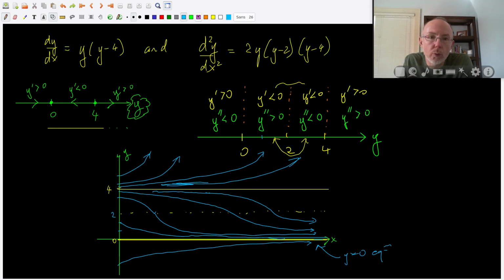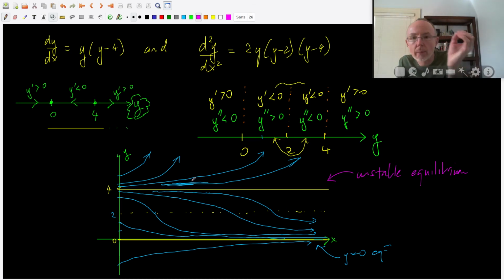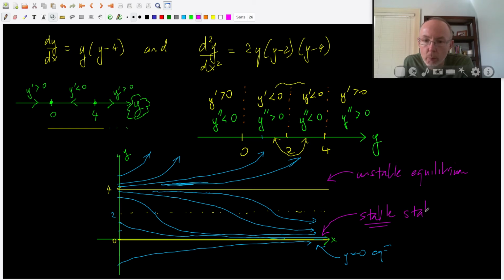So y equals 4 here is what I'm going to call an unstable equilibrium, because everything that's near it eventually moves away. If I think about moving in the x direction, as you go along the x direction, things are moving away from 4, and yet whether I'm above or below y equals 0 initially, if I'm close to 0, then I'm going to move in towards it.